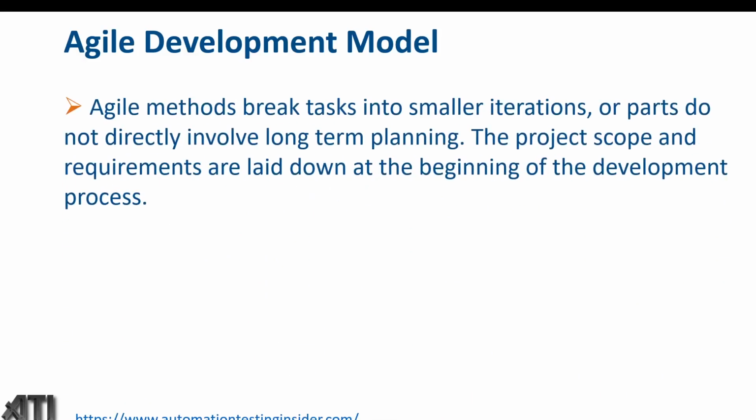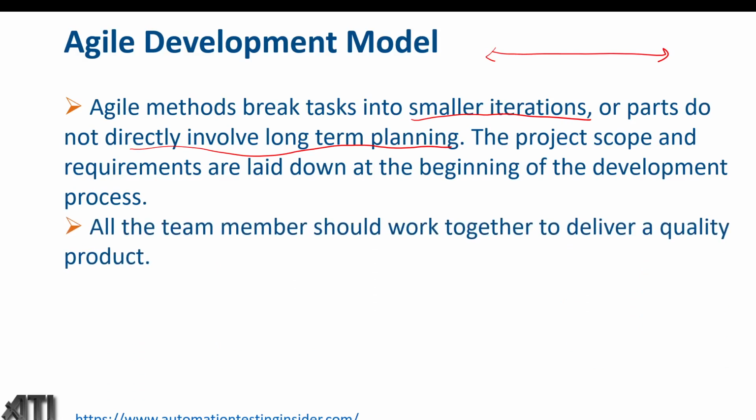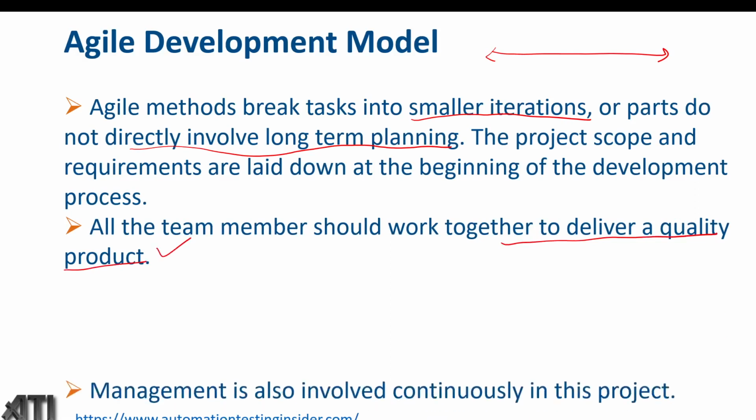So, what do you mean by agile development model? Agile methods break the task into smaller iterations, or parts, that do not directly involve long-term planning. We have seen one complete 1 year project. The project scope and requirements are laid down at the beginning of the development process, so we have divided it into different modules or sprints to develop them. All the team members should work together to deliver a quality product. This is the main focus of the agile development model.